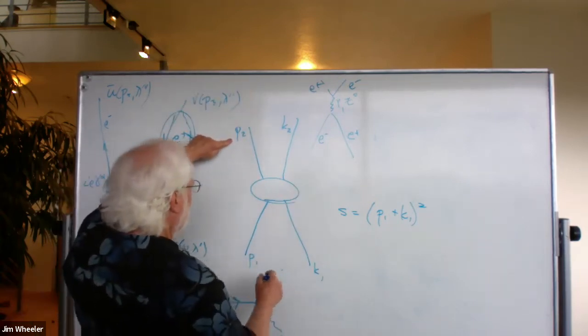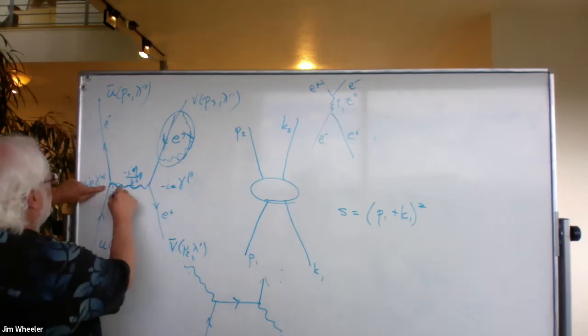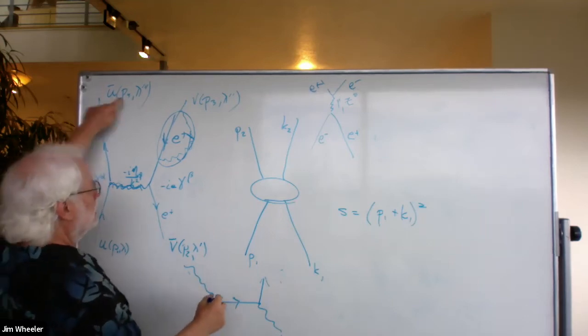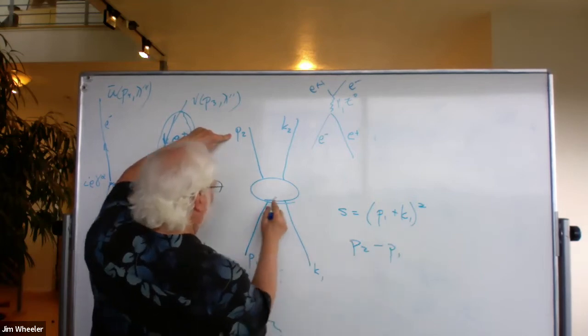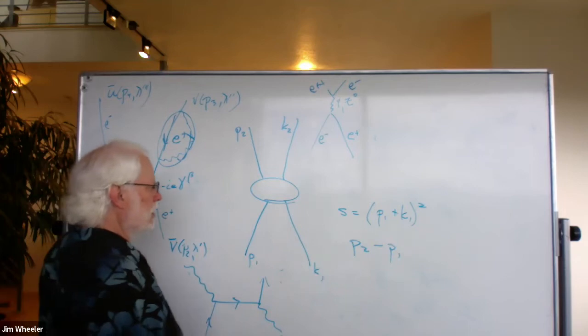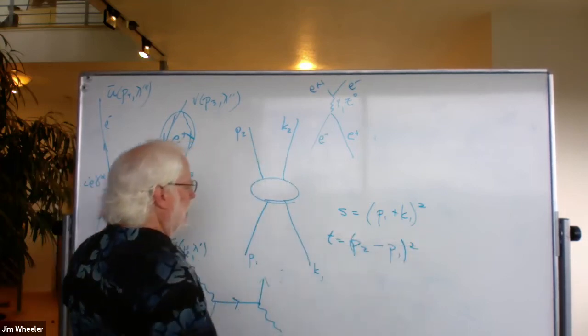Okay, then if we have something like this, the momentum exchanged here is going to be P2 minus P1. That is what's going to be the energy in this photon. And that's the T channel, the square of that.